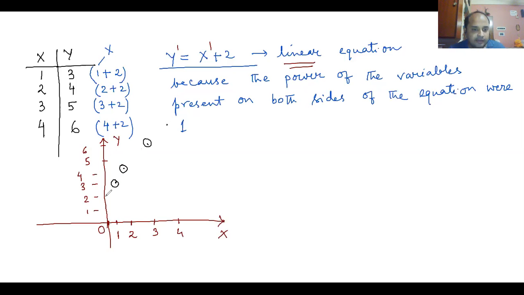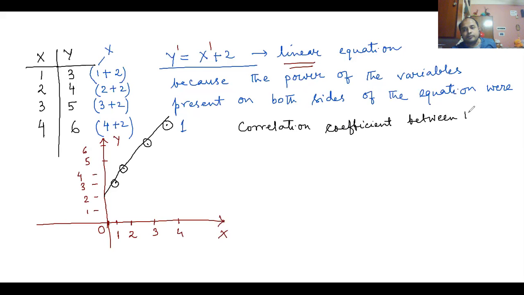Okay, and this is nothing but a straight line. Actually we are getting a straight line. And the correlation coefficient between them is equal to 1, and that is positive. It is a positive correlation. The value is positive. This means, and which is also clear from the figure.